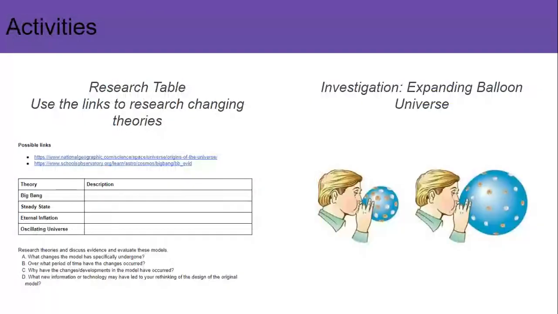So, two activities to look at models of the universe. There's the research table, using the links to look at the changing theories of the universe, and then there's some questions that follow those. And the second is the investigation with the expanding balloon universe. So, following the instructions in your Google Doc to perform that investigation.